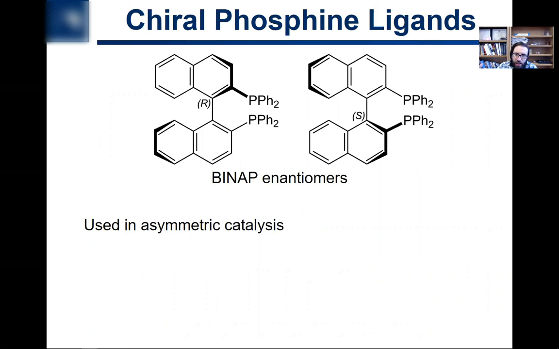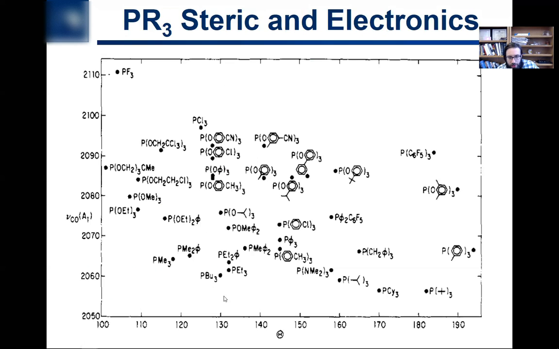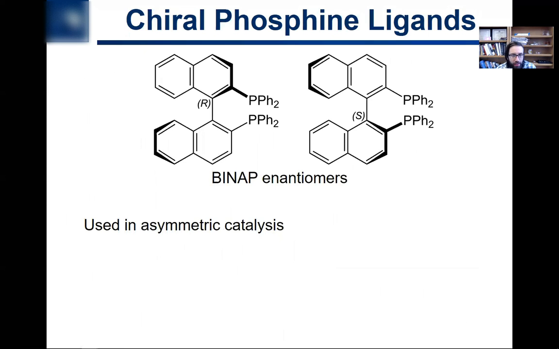Because bulky ligands can also control steric number and coordination, right? If you're using a really bulky phosphine, probably you're going to favor a low coordination number because you can't put a lot of these ligands around a metal center. So there's a lot of tricks you can play that organometallic chemists use.